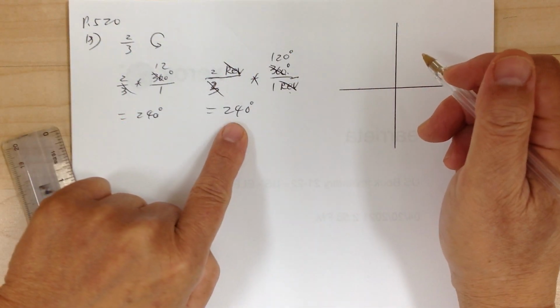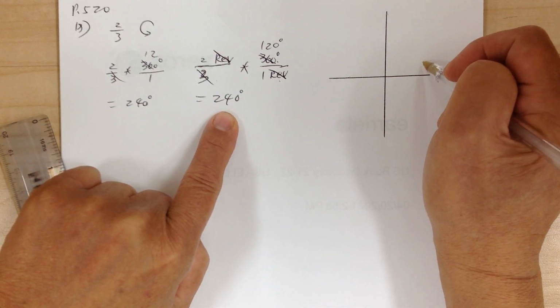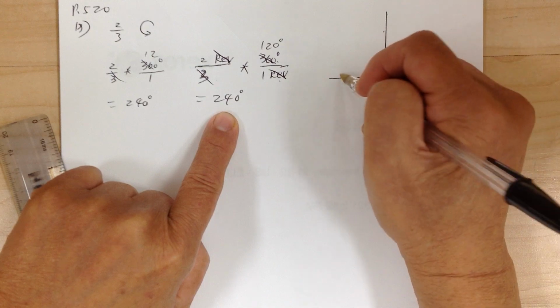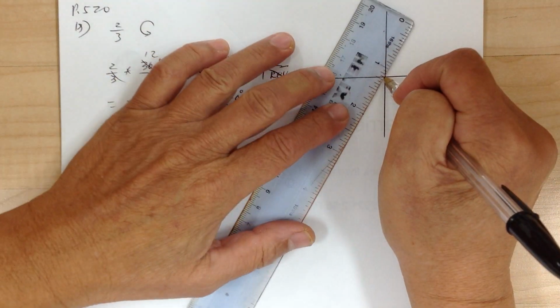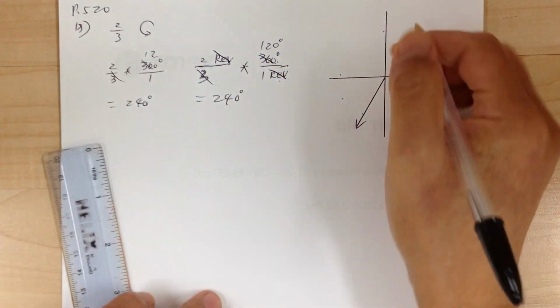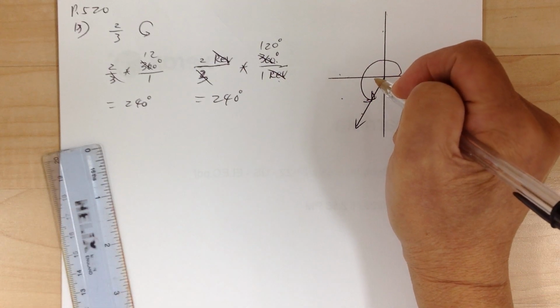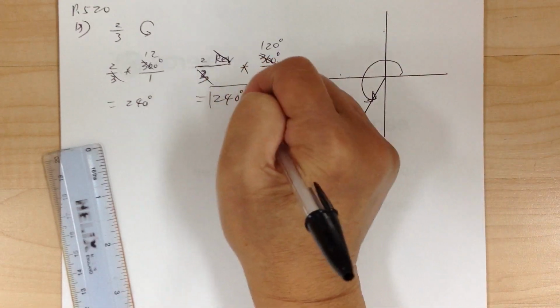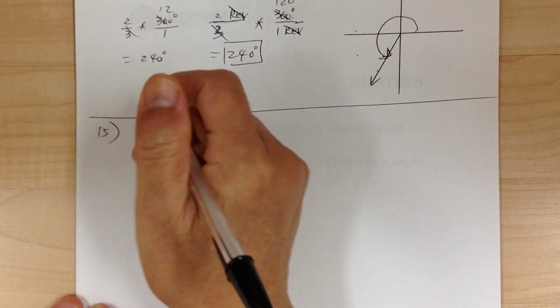So 240 degrees is going to be 8 numbers on the clock. Okay, so that's 3, 6, 7, 8. Okay, so it'll be eight numbers. So you're going to end up at 7 o'clock position. So again, that's equal to 240 degrees. Okay, number 15.